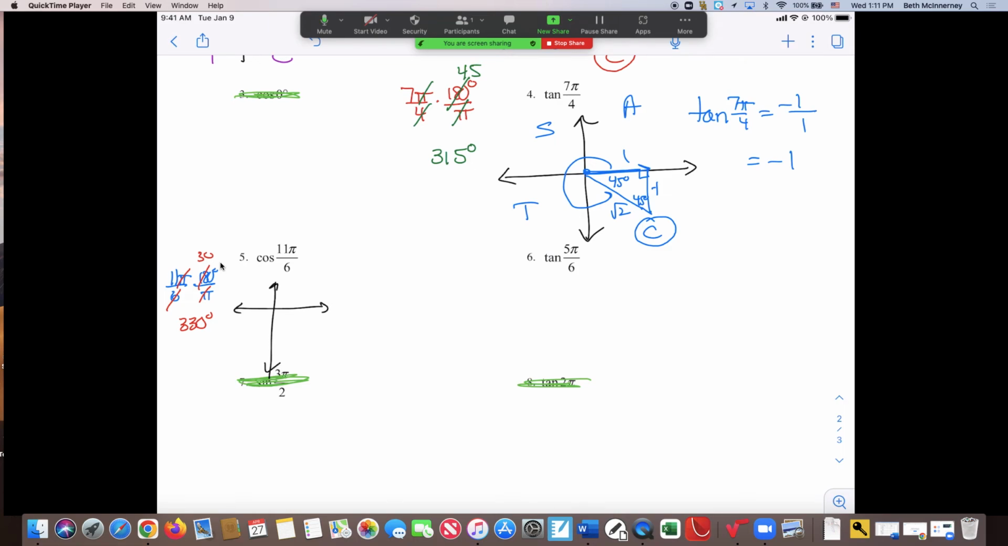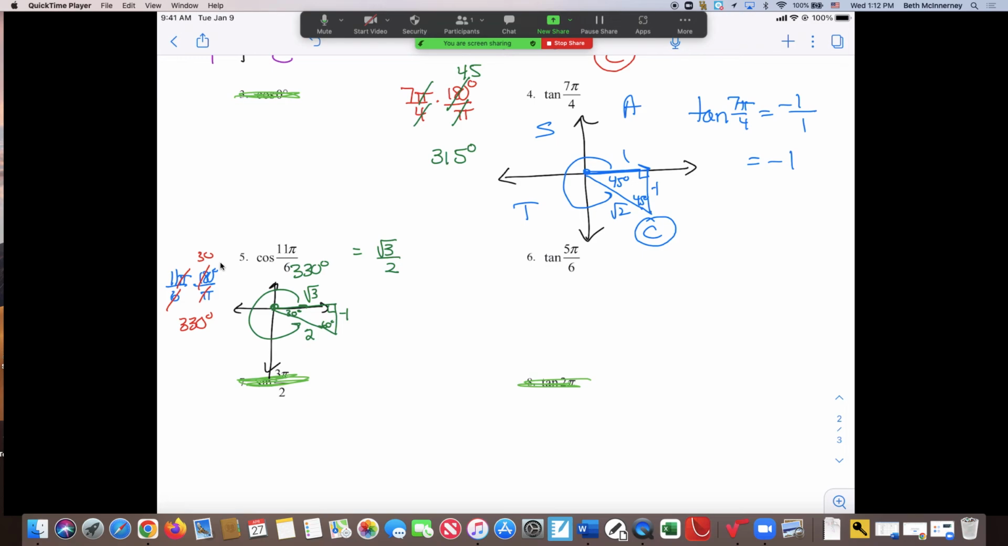330 degrees, how far away from the x-axis is that? Isn't that 30 degrees away? So, this is 330. So across from 30 is 1, across from 60 is radical 3, and the hypotenuse is 2. I'm right and down. So then cosine is radical 3 over 2. All students take calculus. Cosine should, in fact, be positive there.